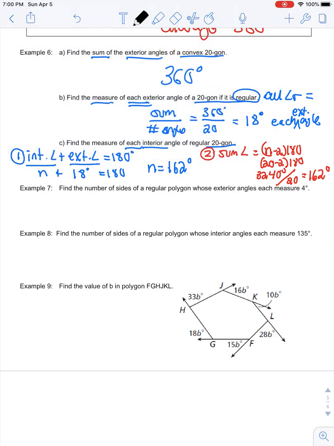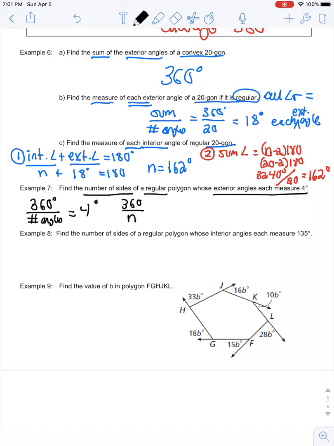Find the number of sides. So once again, now we're working backwards because now I'm asking you to find the number of sides. And remember that the number of sides will always equal the number of angles. They will be the same. It is a regular polygon, and we know that the exterior angles each measure 4 degrees. Well, when working with exterior angles, we know that if we take the sum of the exterior angles, which is always 360, divide by the number of angles, that will give us the measure of each angle.